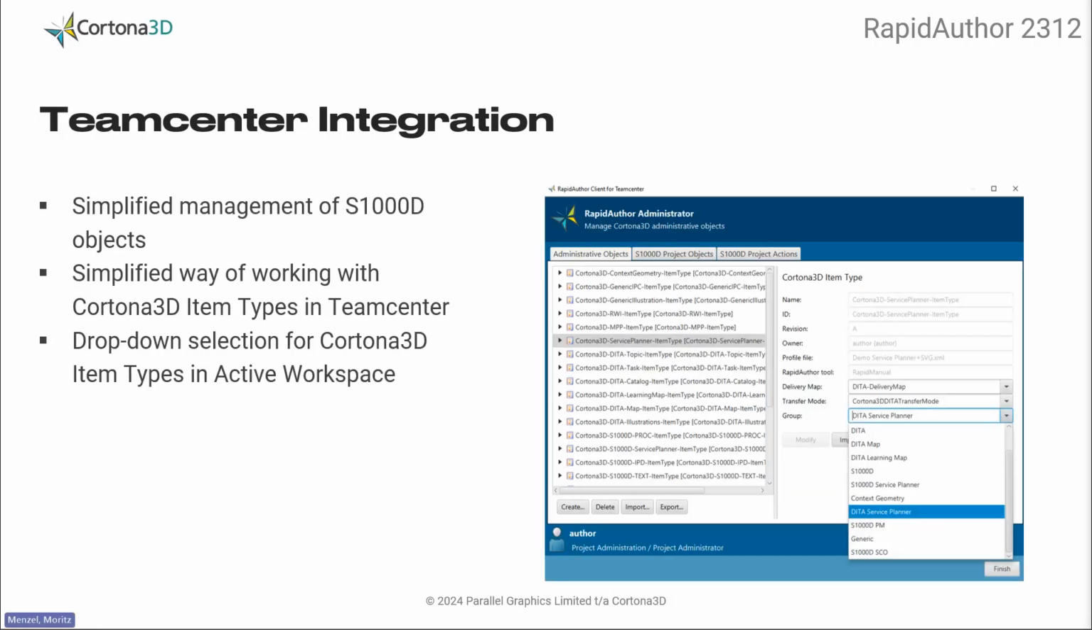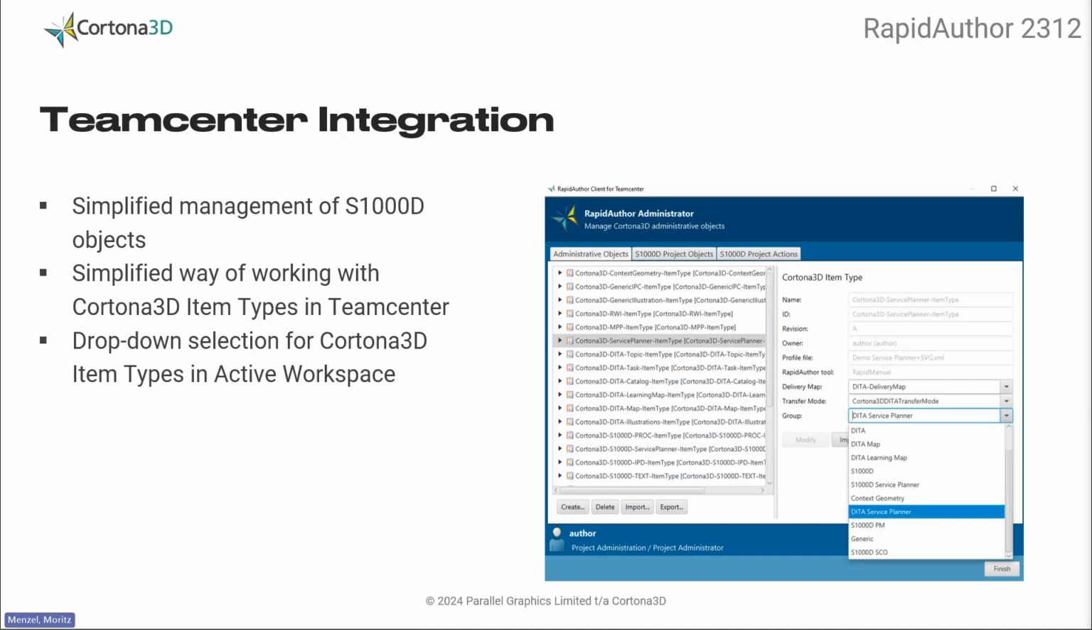We also have quite a few small changes to improve and speed up the workflow with the RapidAuthor Teamcenter integration. For instance, we have simplified the management of S1000D objects and reduced the potential for unintended errors with the configuration. And we have simplified the way you work with Cortona2D item types in Teamcenter. If you regularly work with the RapidAuthor Teamcenter integration, you know that the amount of available item types can be a bit overwhelming. Not anymore.